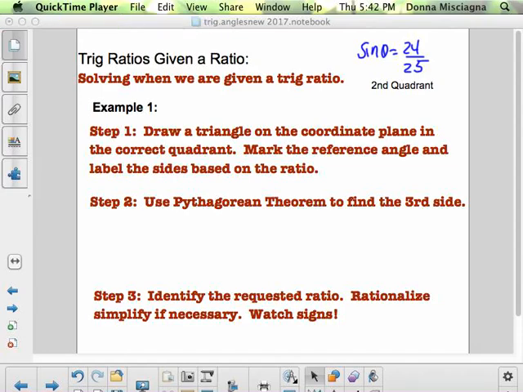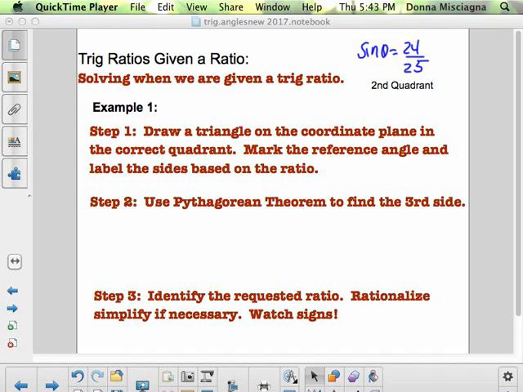Welcome. So now we're going to find trig ratios given a ratio. Here we have our steps. When we're given a trig ratio, we know two sides of the right triangle. We don't know the third side, and we may not know the signs of our sides, because sometimes negatives cancel out. Sometimes the side we're looking for might be negative.